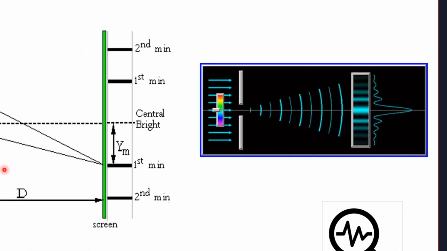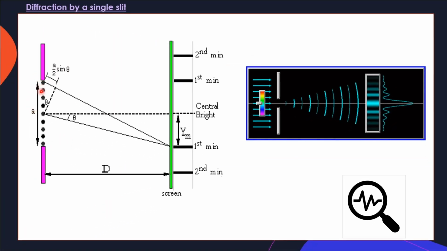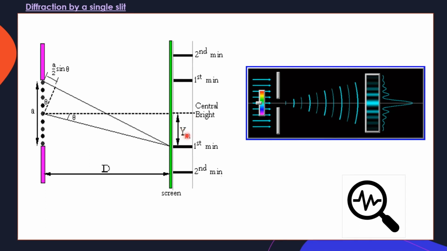Okay, so now if you look at this diagram, a stands for the width of the single slit, and capital D stands for the distance between the single slit and the screen. Okay, so all the interference pattern, the bright and dark fringes, can be observed on this screen. Alright, so this is the central bright fringe, and y_m is the distance of the first dark fringe from the center. Okay, so we will look further at this.